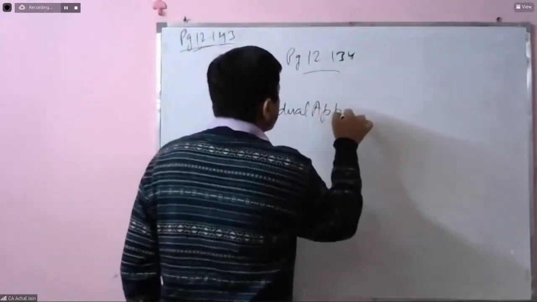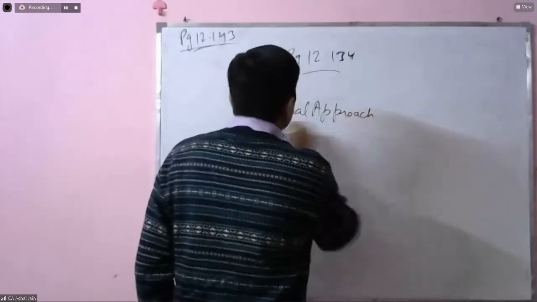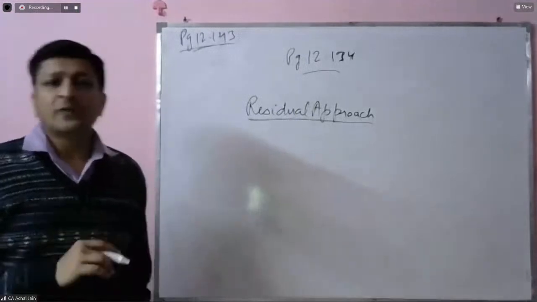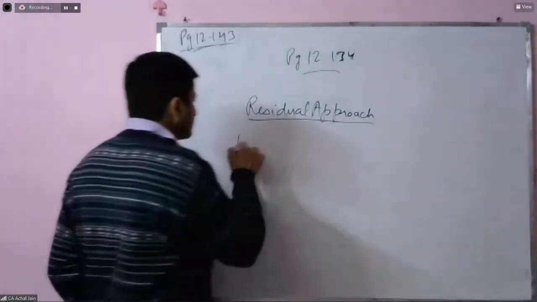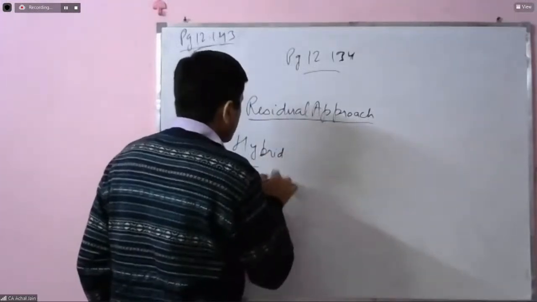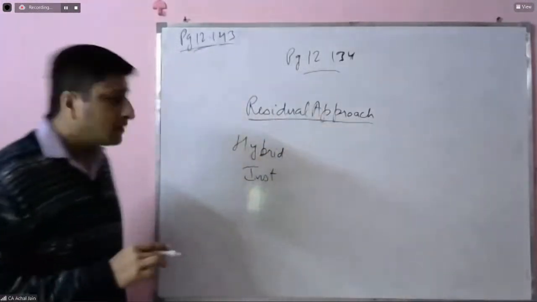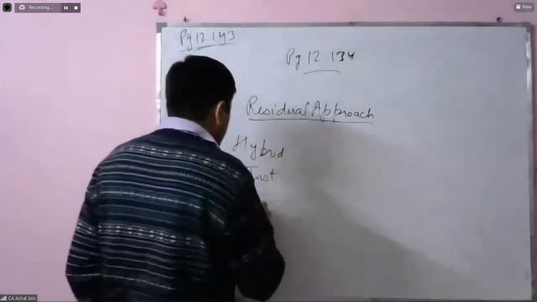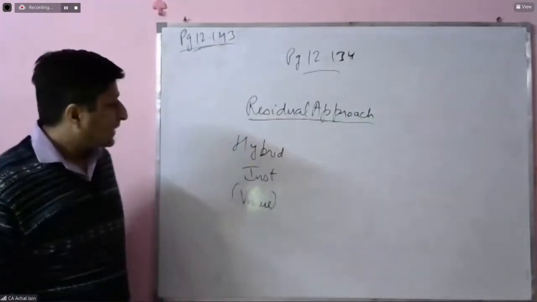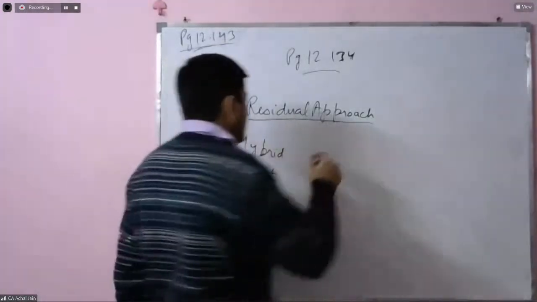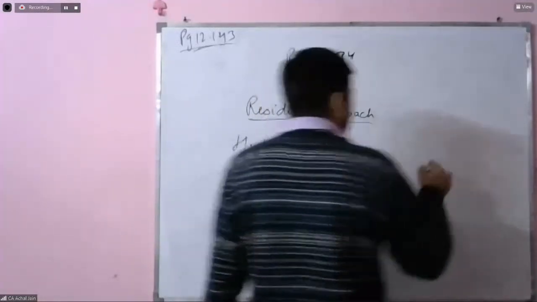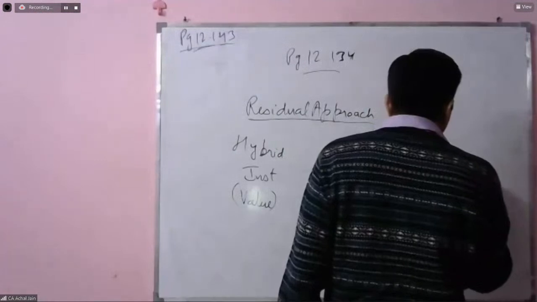There's an approach which is called the residual approach, and which is very easy to understand. We have a hybrid instrument, for which there will be some valuation, and this hybrid instrument will have two components, embedded derivative and host contract.